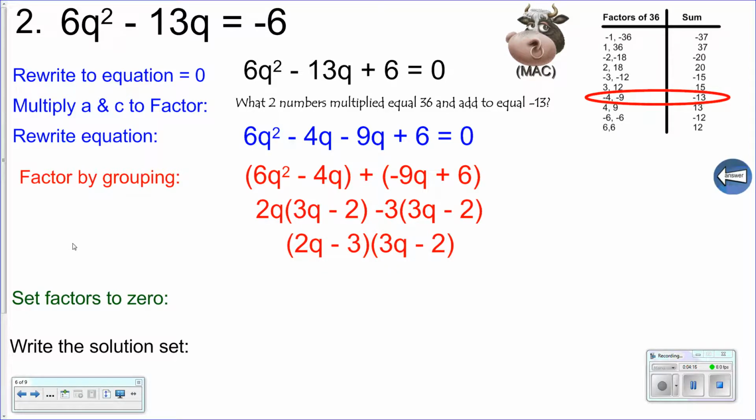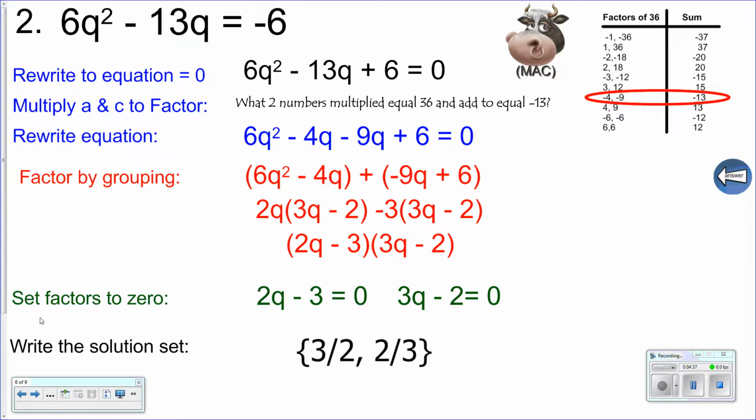So I put them together and put 2q minus 3 and then 3q minus 2. I have my two factors. I set them equal to 0. 2q minus 3 equals 0. So I add 3 to both sides and then divide by 2. In the second group, I add 2 to both sides and divide by 3. So my solutions would be 3/2 and 2/3.